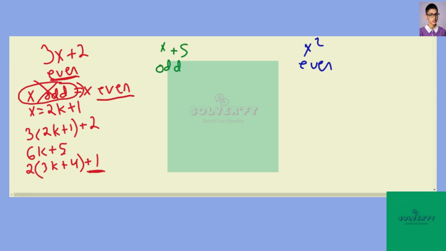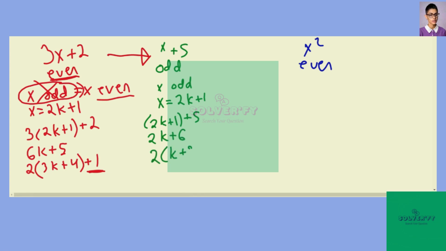And now let's see what happens when we get to x plus 5 if we know that x is even. Well, let's assume that x is odd. So that means that x is equal to 2k plus 1 for some k. So then our x plus 5 is the same thing as 2k plus 1 plus 5, which is 2k plus 6, which is the same thing as 2 times k plus 3.